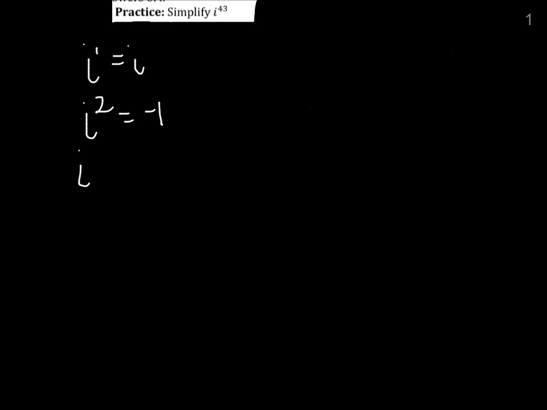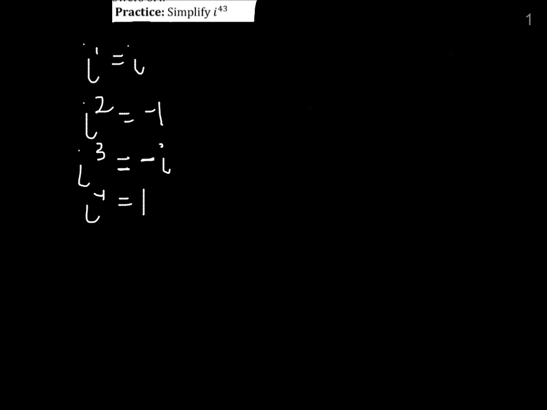i to the power of 3 then is that negative 1 times i, which is negative i. And then i to the power of 4 is 1. So then what happens next is, if we multiplied by i again, we would just get right back up to i. So you can memorize this pattern: it's i, negative 1, negative i, 1.